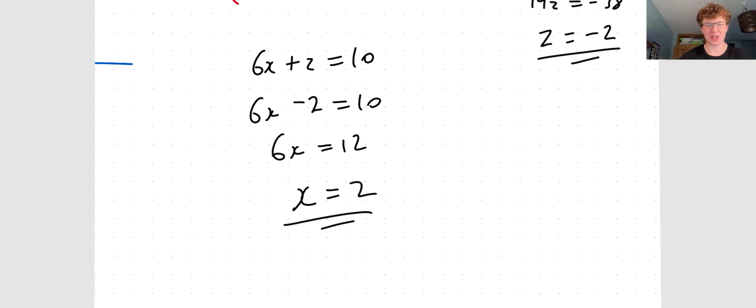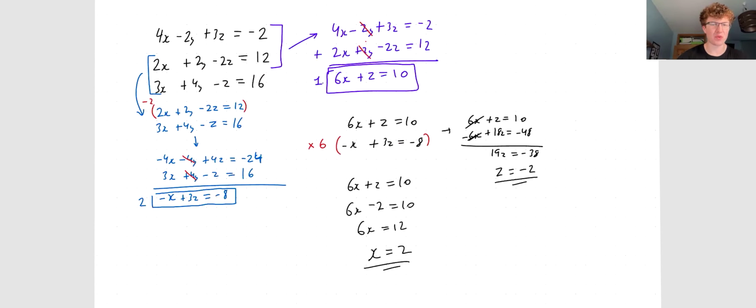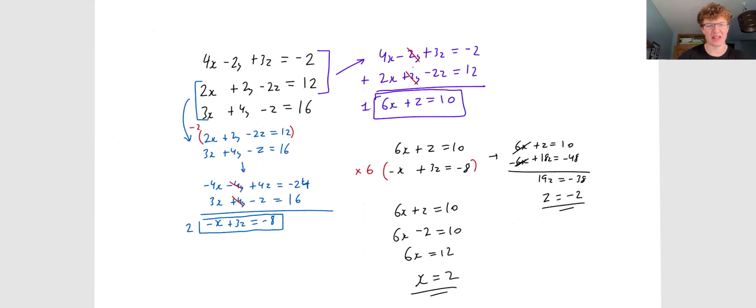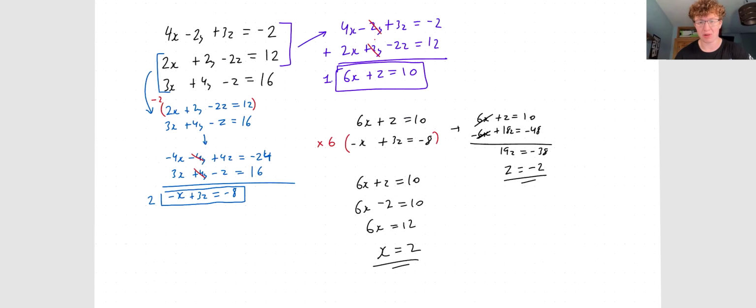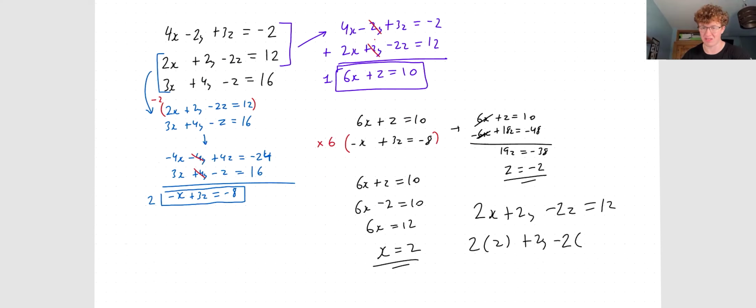Last thing, we fill into the original equation. Any one of the three equations. I'll fill it into the second one just for no reason. So we have 2x plus 2y minus 2z is equal to 12. Well, x is 2, so 2 times 2. Y we don't know yet. And then z is minus 2, so that's going to be minus 2 times minus 2. Sorry, the z's look like 2's. This is actually a z. And that's going to equal 12.